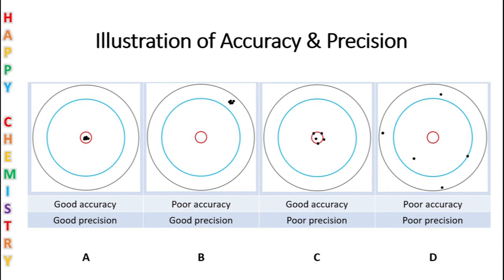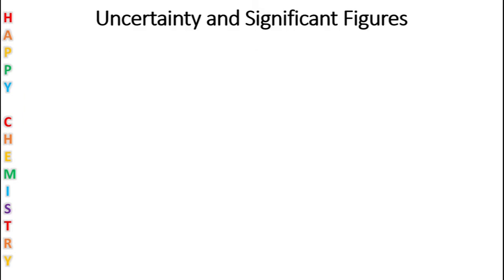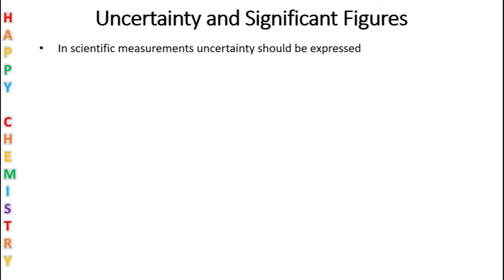Now we will see how to report uncertainty. When expressing scientific measurements, it is important to indicate the uncertainty associated with them. Keeping the significant figures accurate allows us to indicate the uncertainty properly using the plus or minus notation.